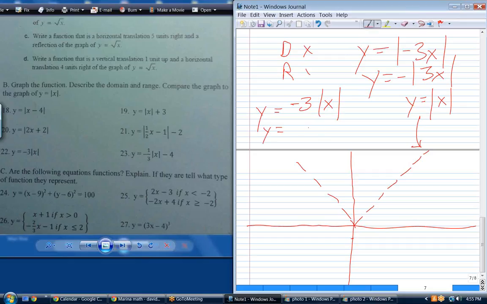But, so, what's the consequences of the negative sign? It flips. So that would be like this. And what's the consequences of the 3? It's a vertical stretch. What does that mean? It gets skinnier or fatter? Fatter. Skinnier.